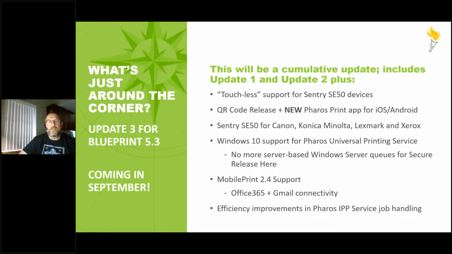We will also introduce Windows 10 support for the Pharos Universal Printing Service. It's not really called the Universal Printing Service; we had to make a name change because Microsoft stole that. It's really the IPP service. This means that you don't have to do any server queues for any secure release function at all.